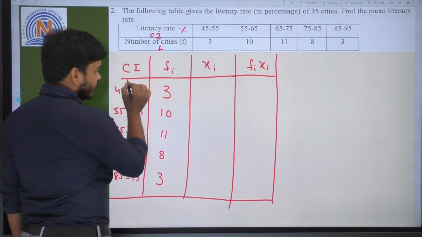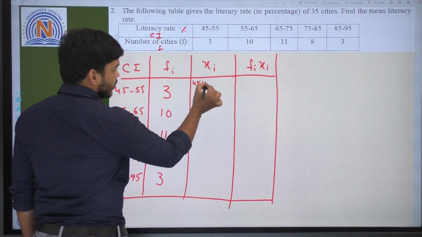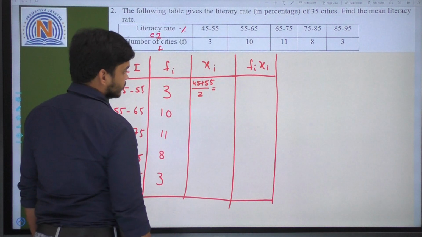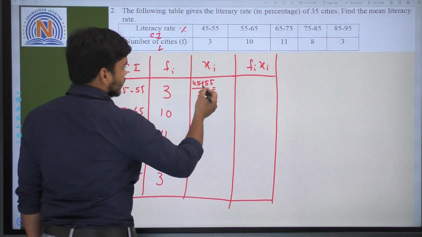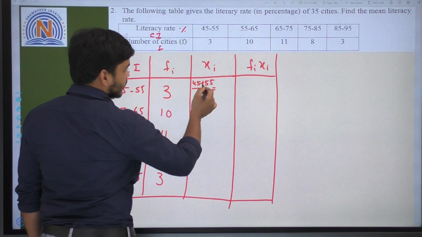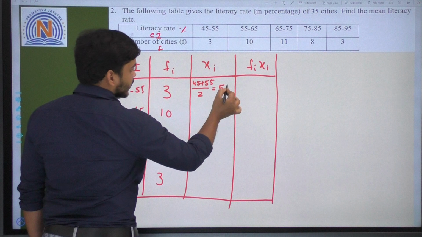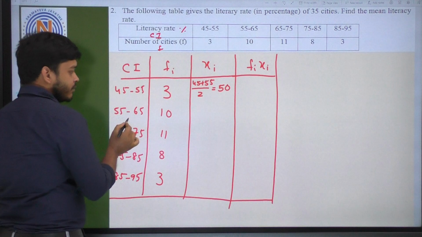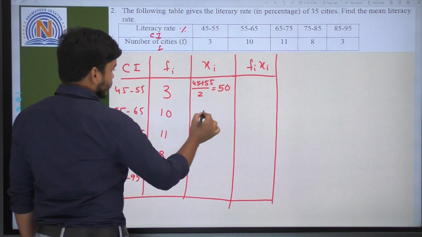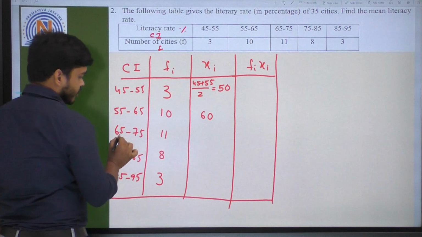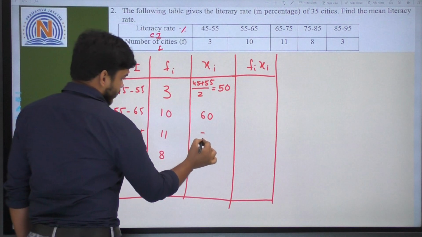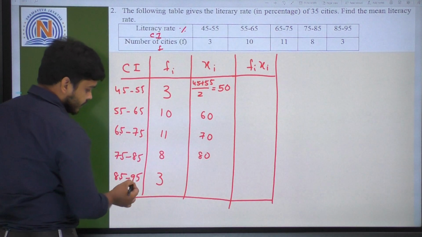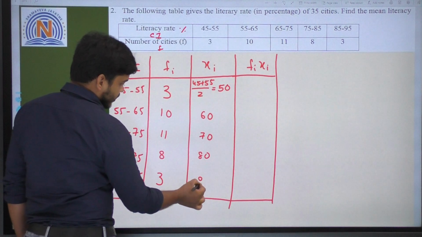I am doing only one: 45 plus 55 by 2. 45 plus 55 is 100, 100 by 2 is 50. That is the mid value here. In the same way, 55 plus 65 by 2 is 60, the mid value of 65 and 75 is 70, the mid value of 75 and 85 is 80, and the mid value of 85 and 95 is 90.